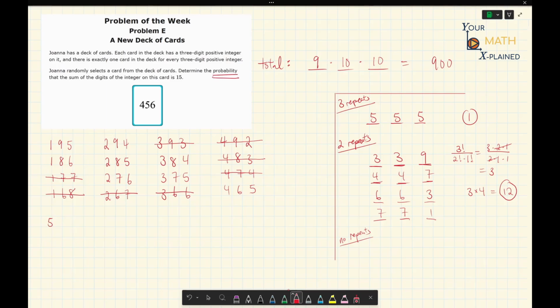So we've got 5s next. So 5, 9, 1. So that's my 15. We already have a 195 up there, so we're good. 5, 8, 2. And we have the 285 up there. 5, 7, and then that would be 3. But we got a 375 already. So we're seeing that there's going to be a lot of cancellation already.